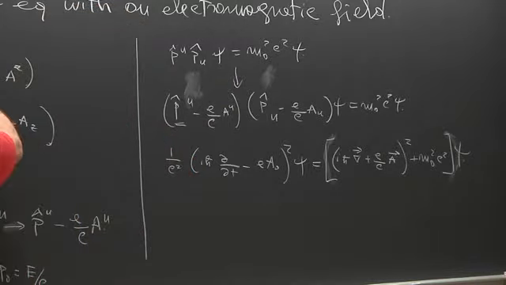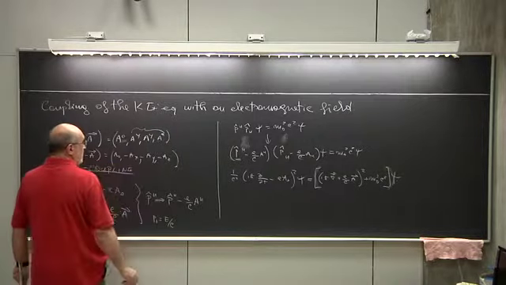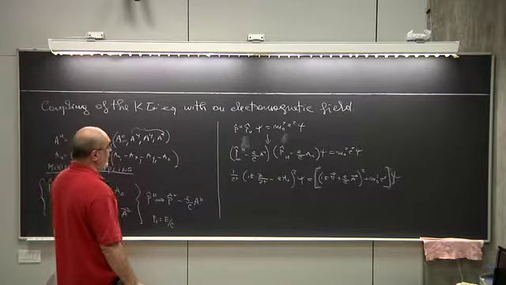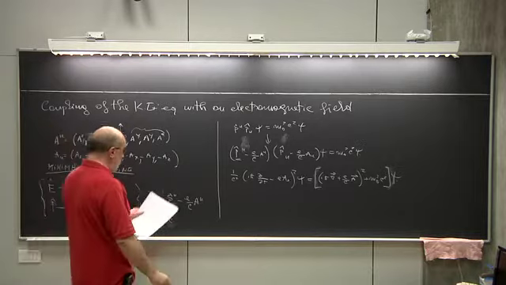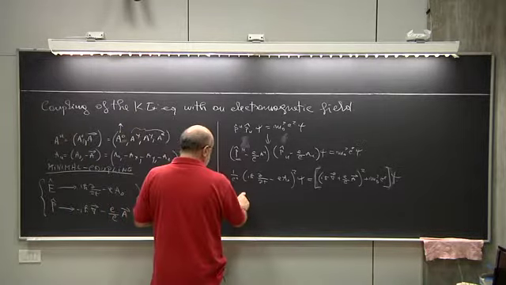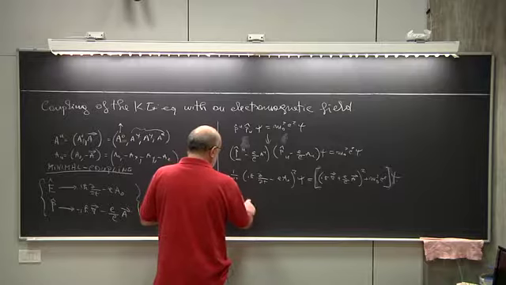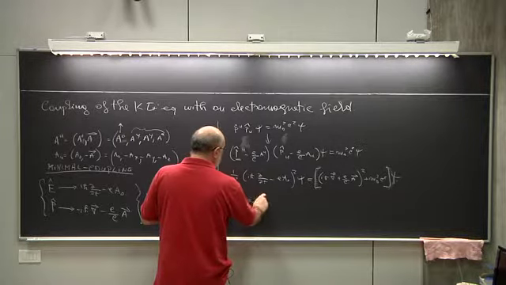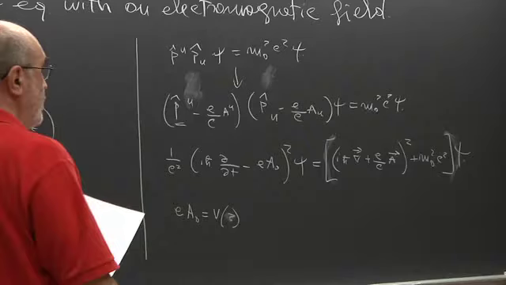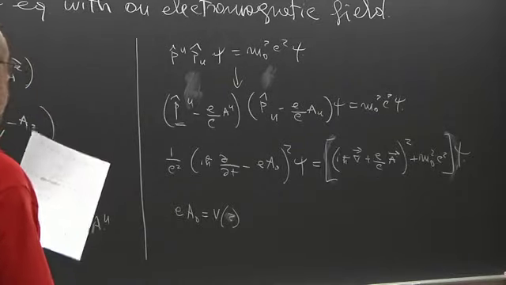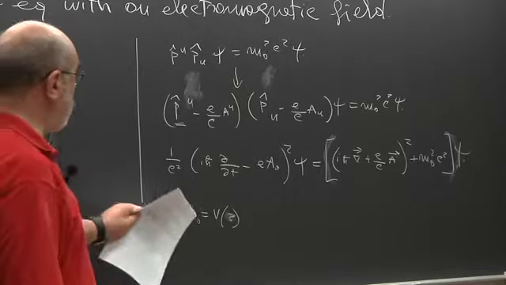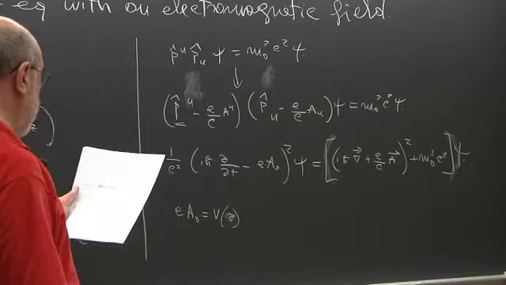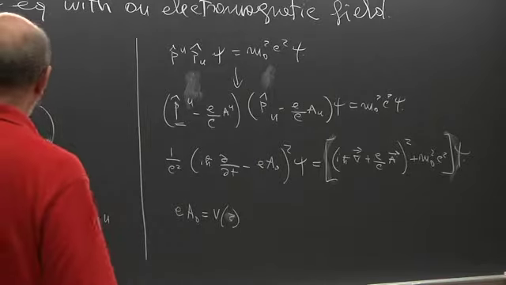Well, you know that this part is related via its rotor to the magnetic field. And what is this related to? Well, the usual convention is that e times A0 is the electric potential V that you use to derive the electric field. The gradient of that V is the electric field and is related to the time component in this manner.